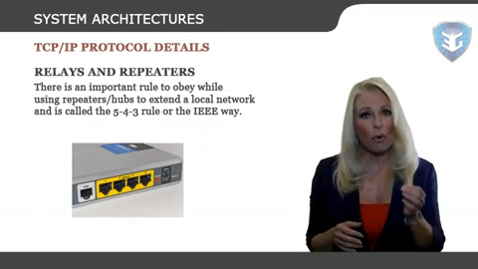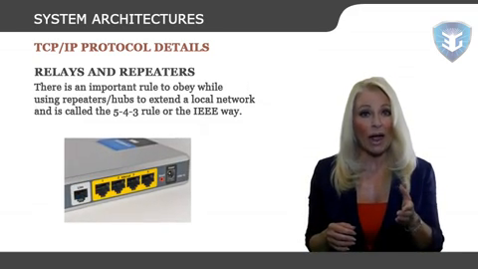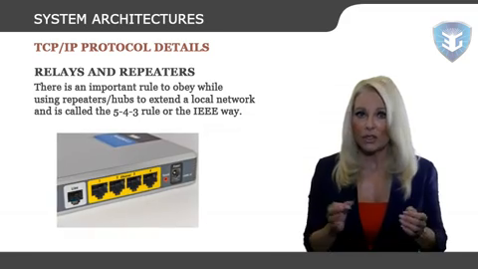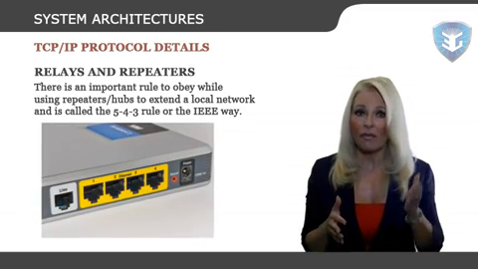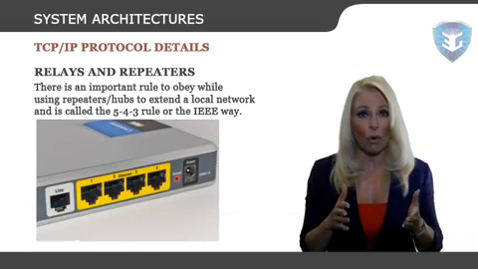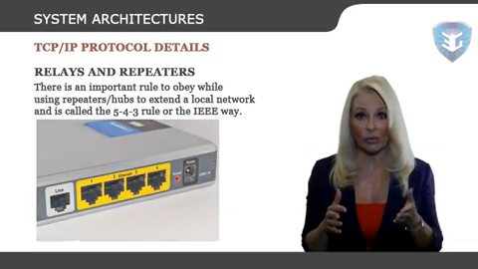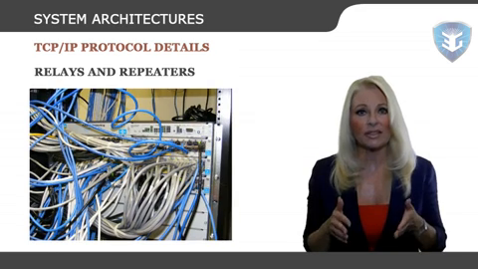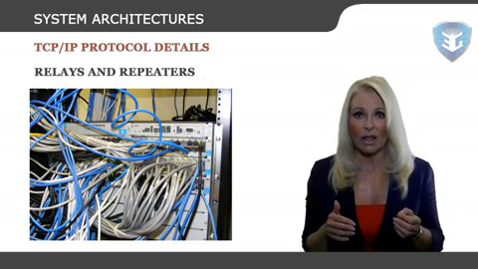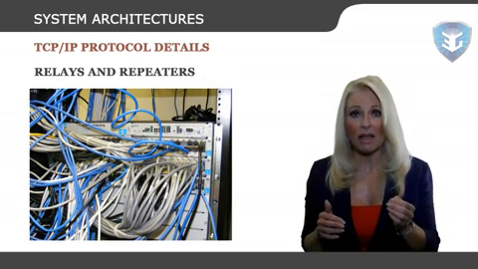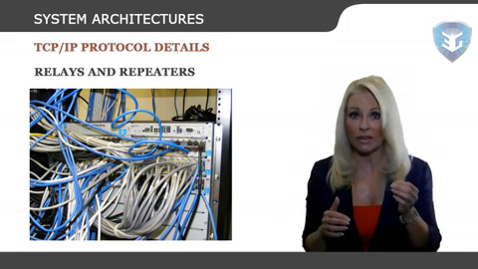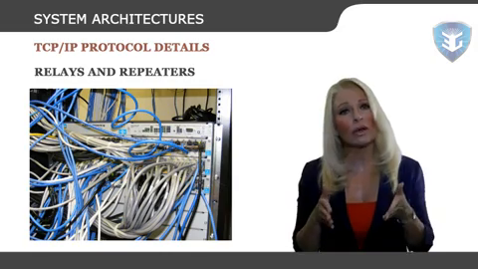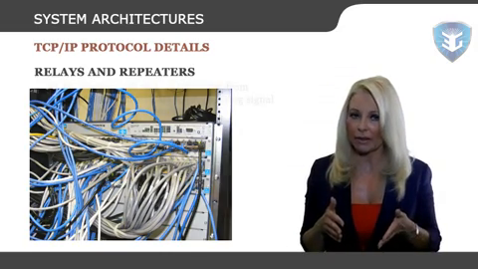There is an important rule to obey while using repeaters, hubs, to extend a local network, and it is called the 5-4-3 rule or the IEEE way. The rule forces that in a single collision domain there should not be more than 5 segments, 4 repeaters between any two hosts in the network, and only 3 of the segments can be populated.